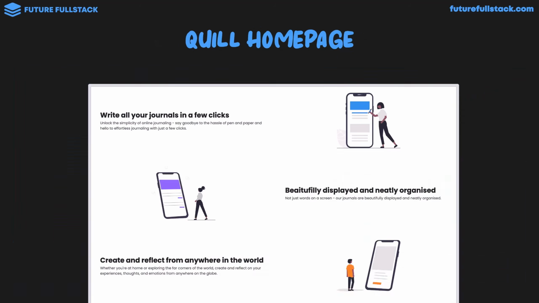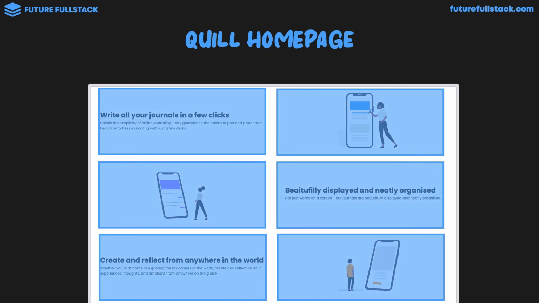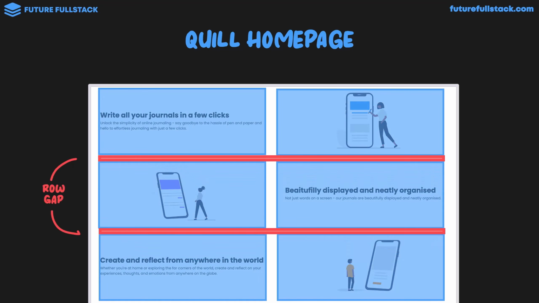So let's now go and apply column and row gap to our Quill homepage. So far, we've established a grid container with our grid cells in a 3x2 layout. We're going to go ahead and add some row gap between our rows and some column gap between our columns. So let's jump into VS Code and add this to our project.